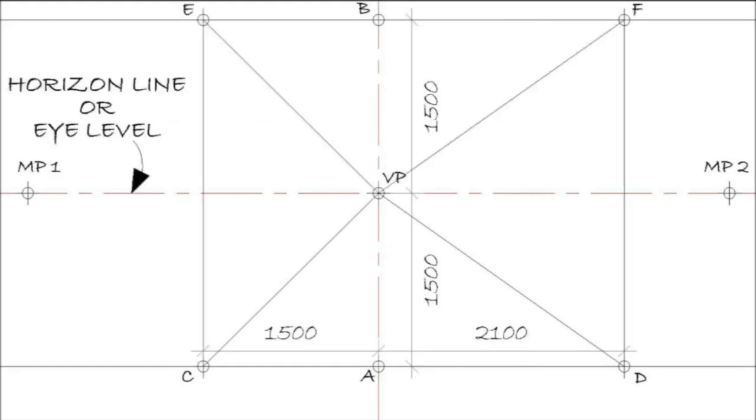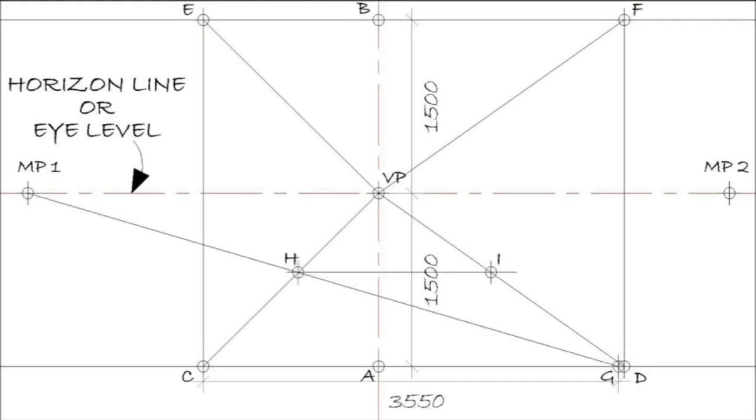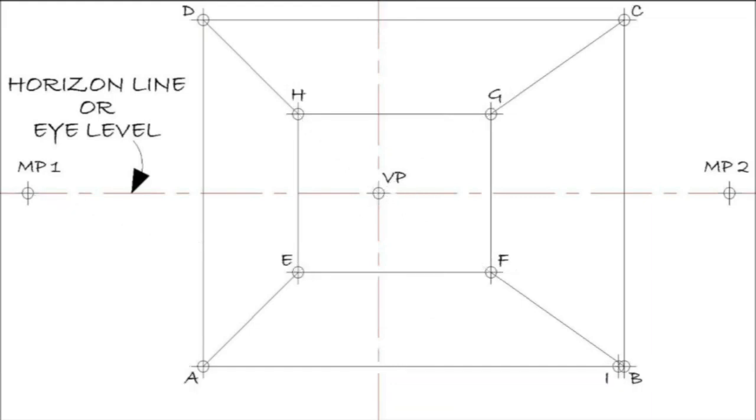Draw verticals from C and D and a horizontal from B to get E and F as the corners of the room. Measure out 3550 from C to get G, which is the depth of the room. Join G to MP1 on the opposite side to get H. Draw a horizontal from H to get I. Draw verticals from H and I to get J and K. This gives us the basic block of the room, which is A, B, C, D, E, F, G, H, and the point I, which is the depth of the room for taking lateral measurements.